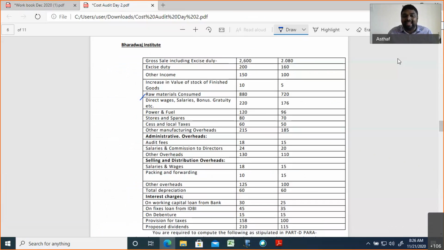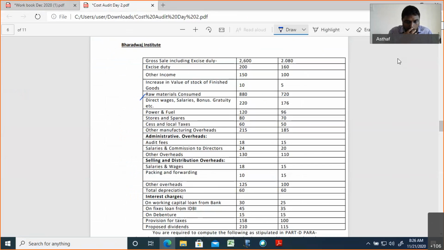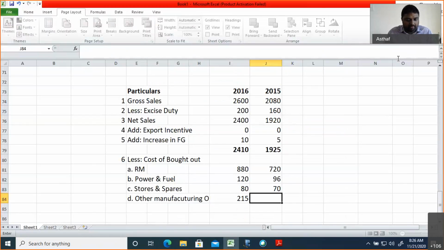Cess, local tax is paid to government. It will not come. Other manufacturing overhead. What is the other manufacturing overhead? 215, 185.